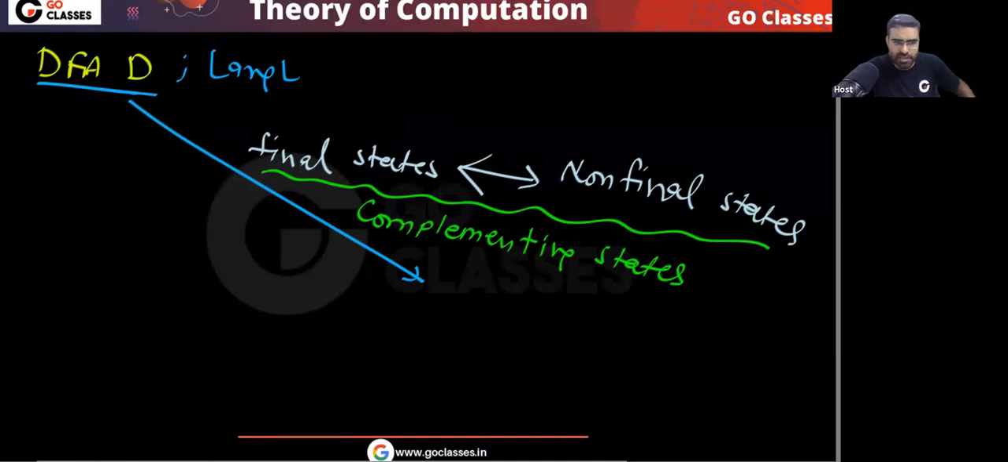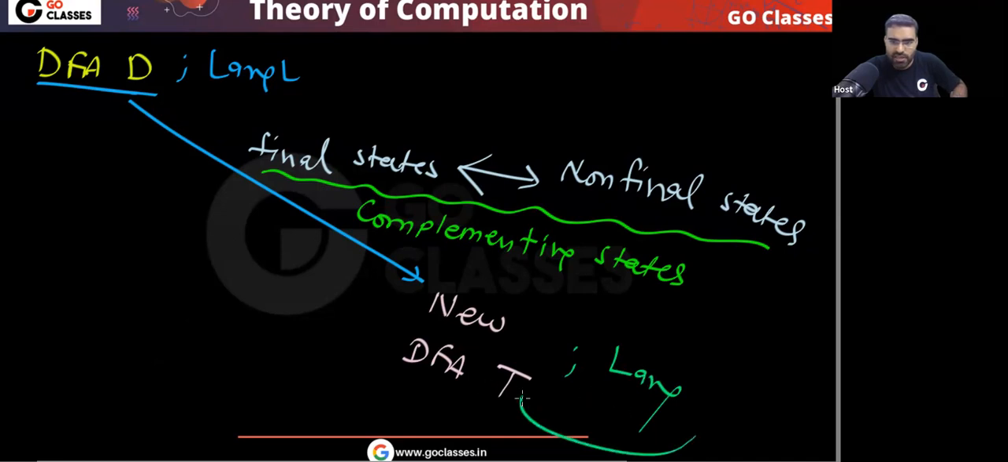I am complementing the states. Now in this situation, you will get a new DFA. Let's call it T. Tell me, what will be the language of this new DFA T? That will be L complement. Is this point clear?